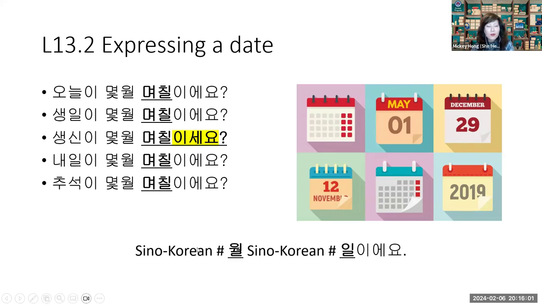You have 월 to indicate the month and 일 the day. 월, because everything in Asian culture, as I told you, used to be based on the lunar calendar. 월 actually means the month or the moon, and 일 the day. 오늘이 몇월 며칠이에요? 생일이 몇월 며칠이에요? 생신이 몇월 며칠이세요? Because you're asking the birthday of somebody who's older. 내일이 몇월 며칠이에요? 추석이 몇월 며칠이에요? Because it's a mobile feast.